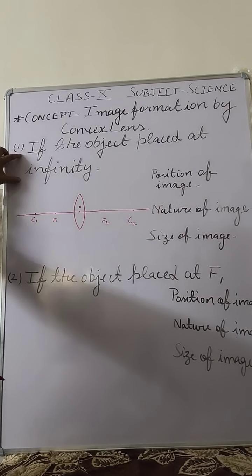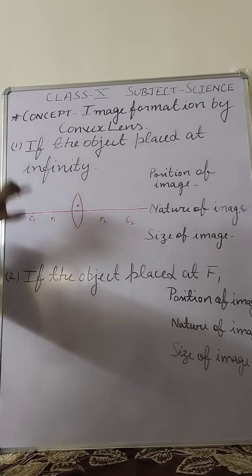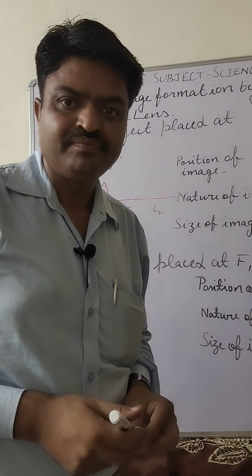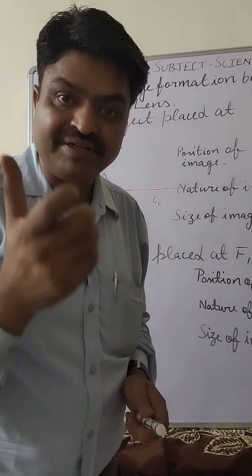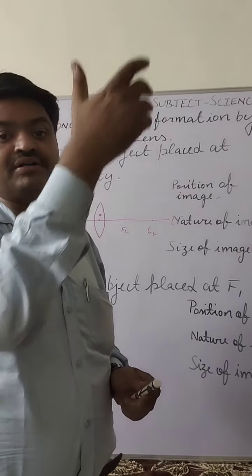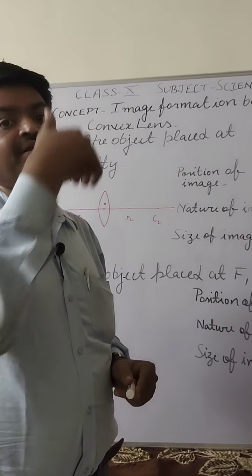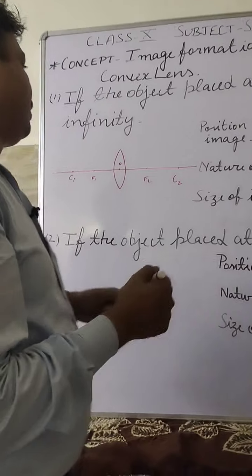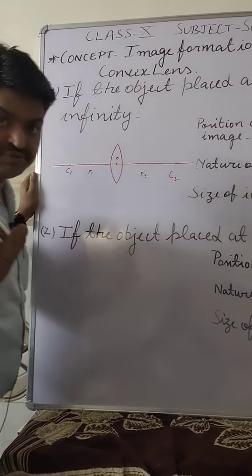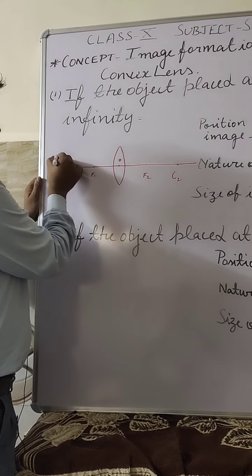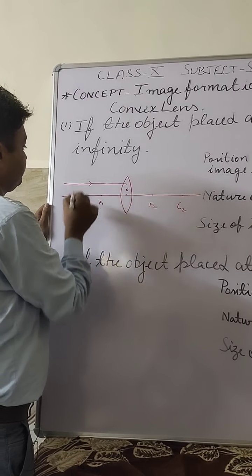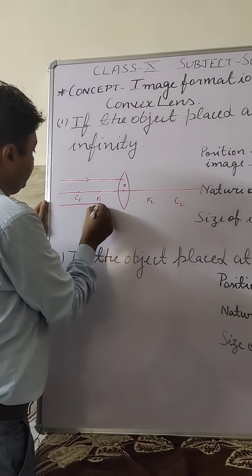If the object is placed at infinity, what is the meaning of infinity, student? Yes, it is the distance that we can't count, like the stars are at infinity. In this case the object is at infinity, so we will not show the object. Here the ray will come from the object as incident, parallel to the principal axis.